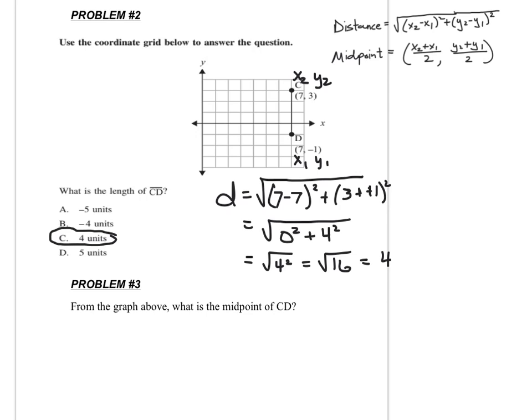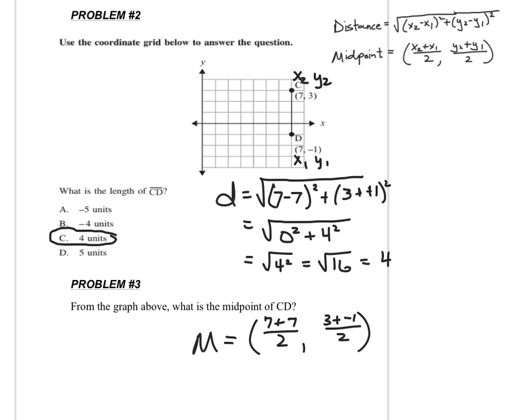Okay, problem number 3 now. Let's take a look here. It wants to know what is the midpoint of CD. So we're going to use the midpoint formula here. We're going to use the same labels as we had before. So I'm going to take x2, which is 7, and add x1, which is 7, and we're going to divide that by 2. That's going to be our x-coordinate. And then we're going to take y2, which happens to be 3. We're going to add that to y1, which happens to be -1, and we're going to divide that by 2.